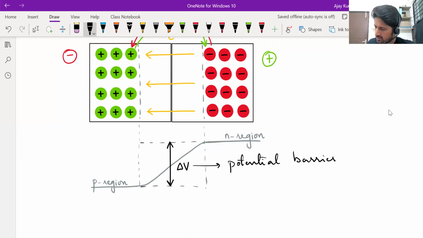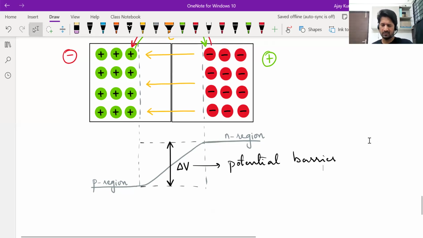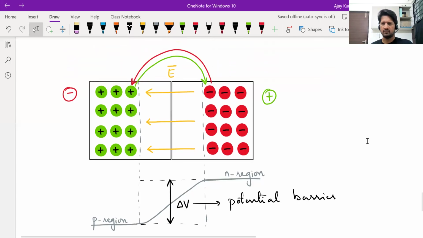Only those electrons which have energy enough to overcome this barrier will diffuse from N to P. Fine. And same with holes also. If they have sufficient energy to overcome this barrier, only then can they go from one side to the other side. Right. So remember this term also, potential barrier. Basically, it's the potential difference between the P side and the N side. Fine. So this is what happens at an unbiased PN junction.